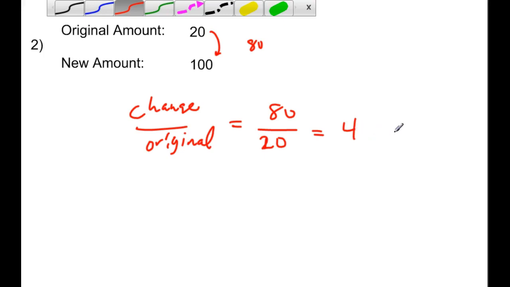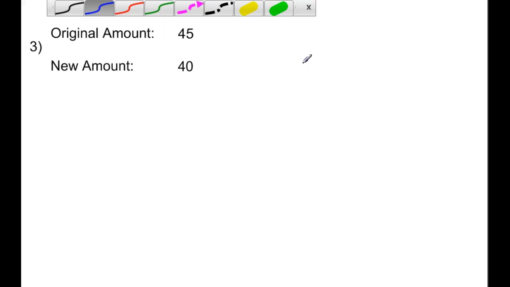Now times that answer by 100, or move your decimal 2 places to the right. If you had a decimal here, move it 2 places. You have to stick a 0 here, move another place, stick a 0 there. So it's going to be 400%. After you move it, it is now percent. 4 and 400% are the same thing. Because we went from 20 to 100, this is an increase. Okay, the answer is 400% increase. There's another one. Pause if you need to.